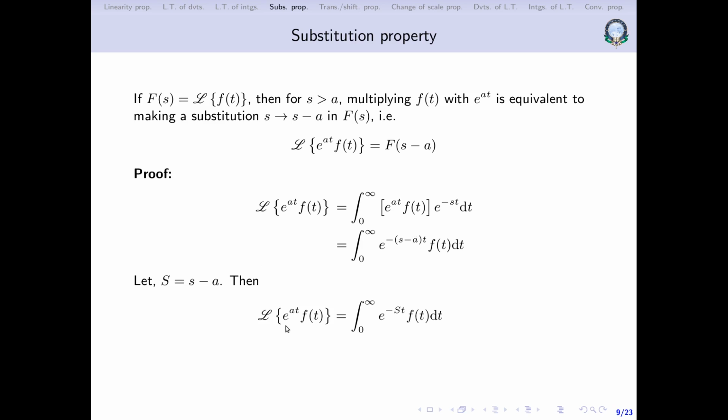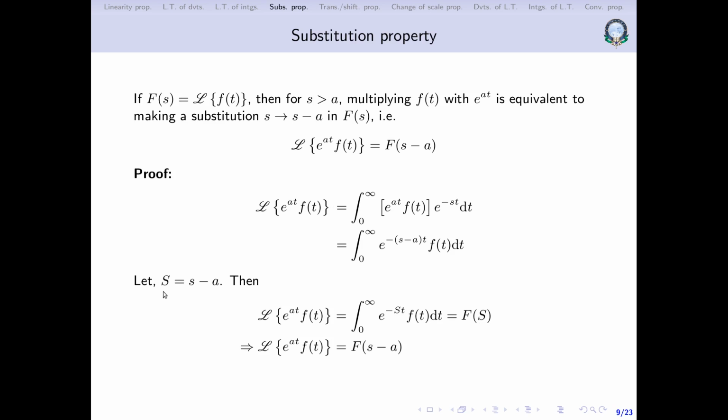Then we'll have the Laplace transform of e to the power at f of t is equal to the integration from 0 to infinity of e to the power minus capital S t f of t dt. This is also a Laplace transform, with respect to the variable capital S, not the small s but the capital S. So capital F of capital S.